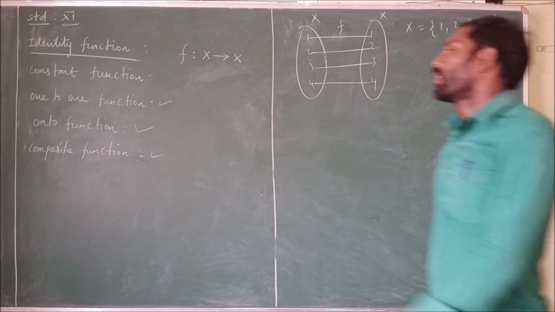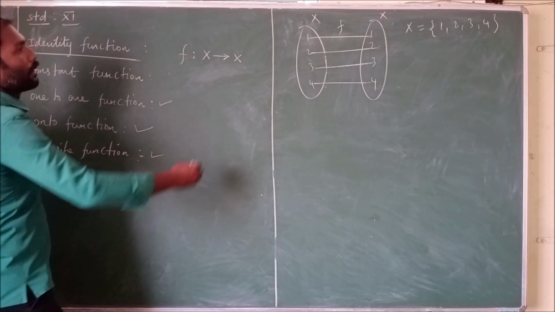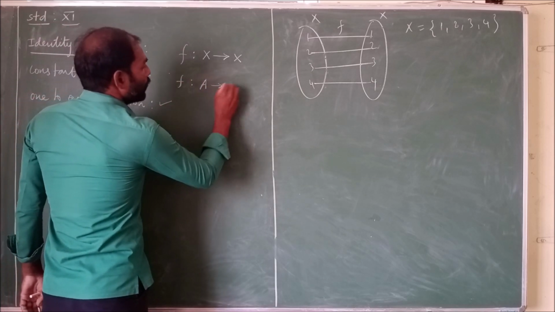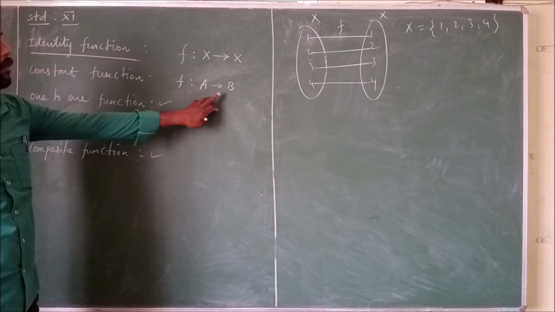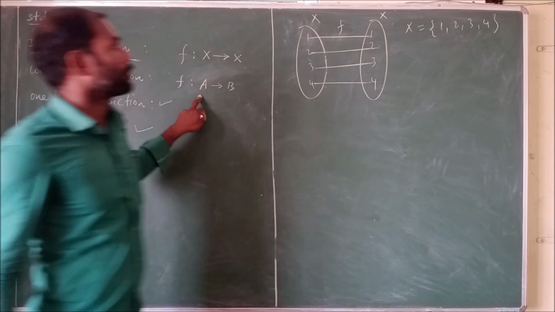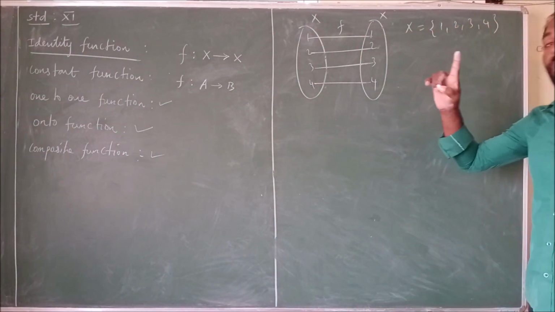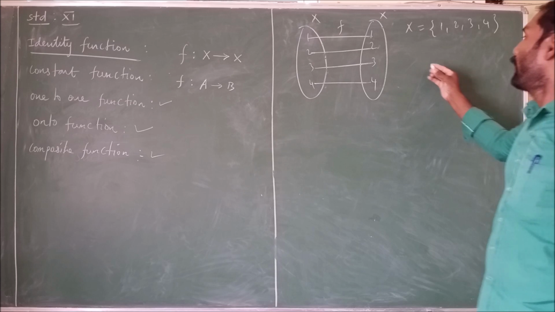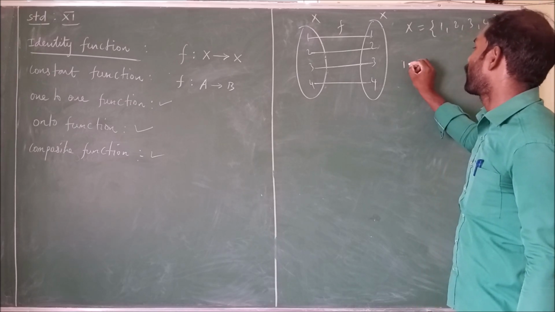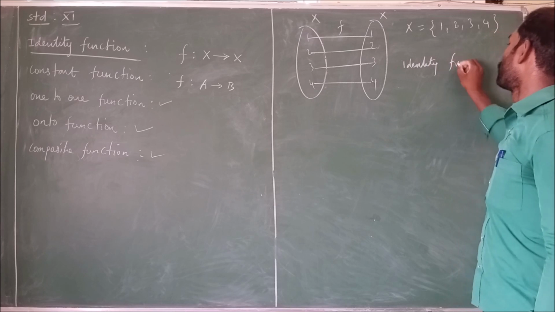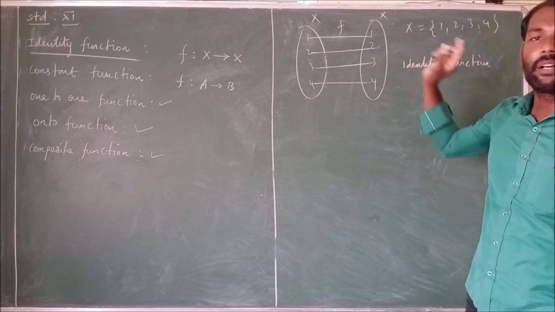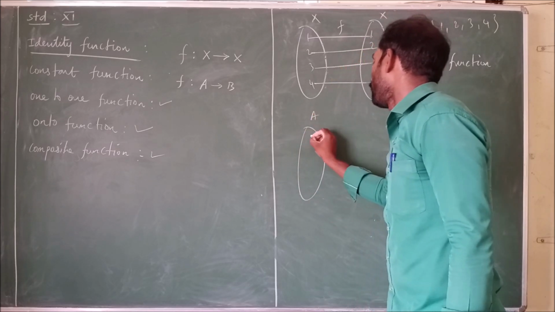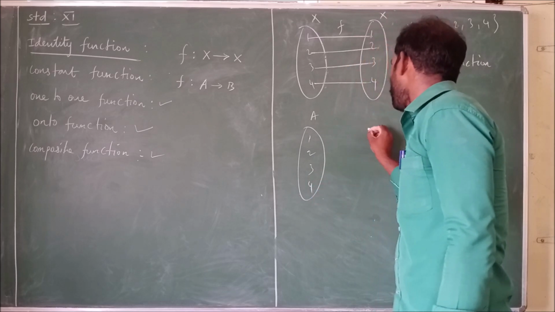Clear that? The second definition is the constant function. F is a function from A to B, where F of A is mapping to only one element of the codomain. This one is an example of the identity function. The second one is, for example, A is 1, 2, 3, 4.